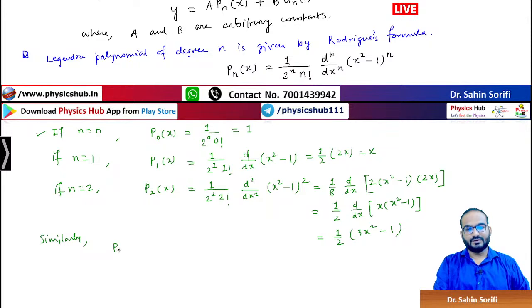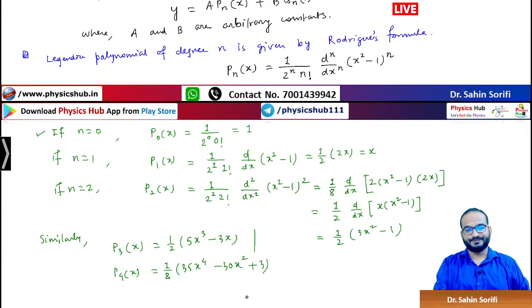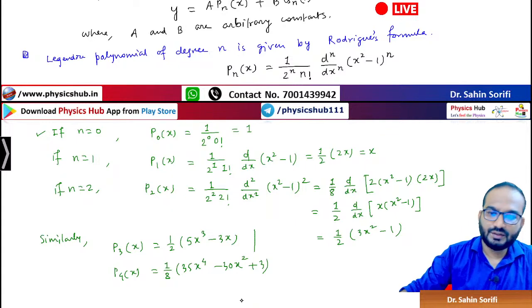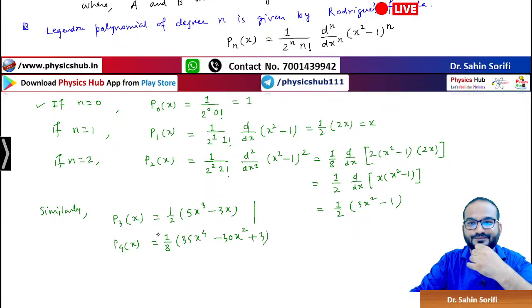If you put n equals to 3, you get P3 of x, which will be half times (5x cube minus 3x). You can calculate P4 of x, that will be 1 by 8 times (35x to the power 4 minus 30x square plus 3). Generally you can remember up to P3, half times (5x cube minus 3x); up to P3 you should remember.